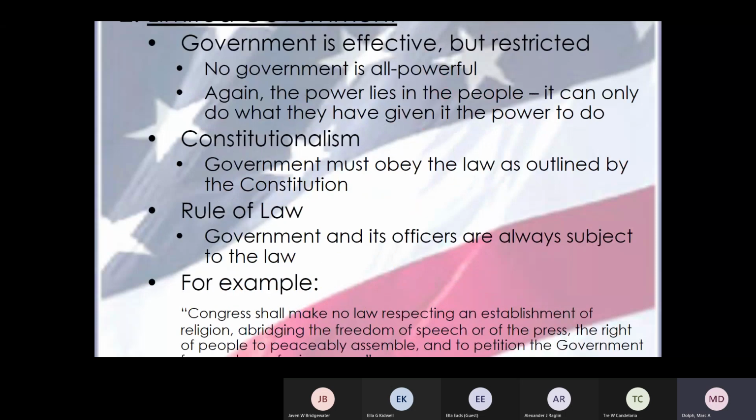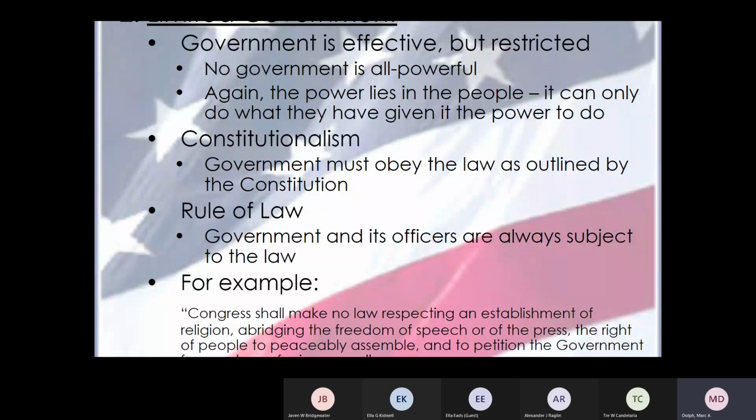Number 2, limited government. Government is effective, but restricted. So government isn't so limited that it's just a worthless thing that exists, right? Government is effective, but restricted. So government's not all powerful. But does the government have power? Yes. But where does that power come from? Again, where does it come from? The people, right? Government's not powered by a bunch of batteries. Powered by the people. Power lies in the people. It can only do what they have given it the power to do.